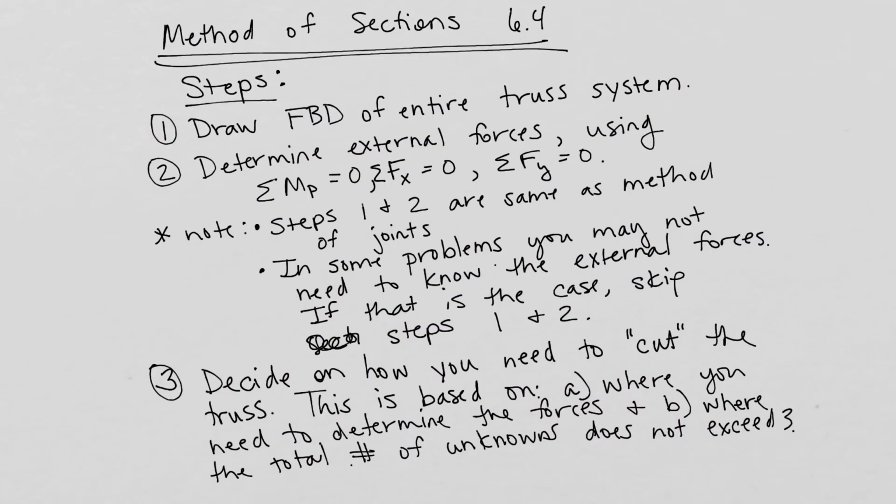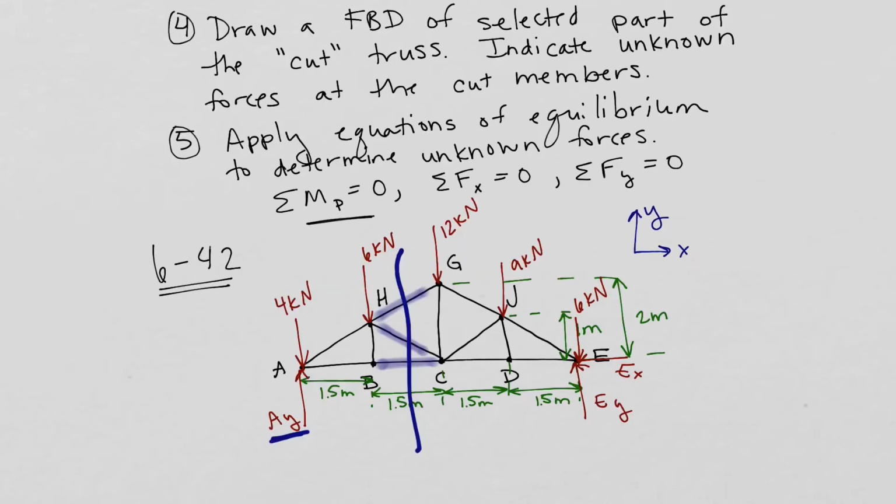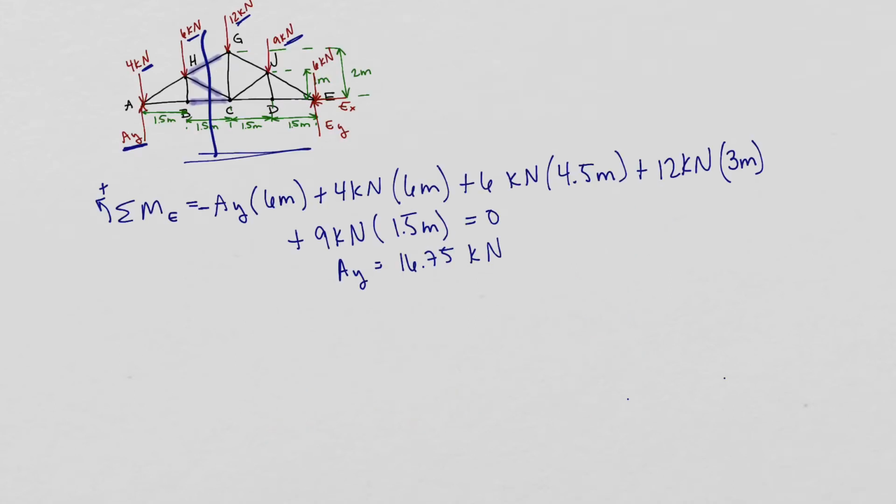So step 3 was decide on how you need to cut the truss. So we did that early. Step 4, draw a free body diagram of the selected part of the cut truss. So let's do that now. So we're just looking at that left-hand side. So let's draw.